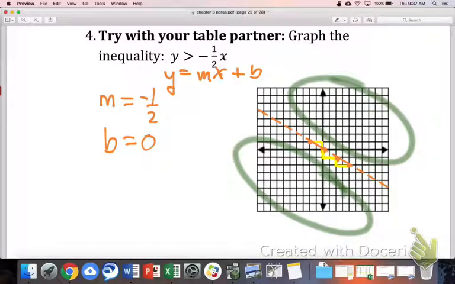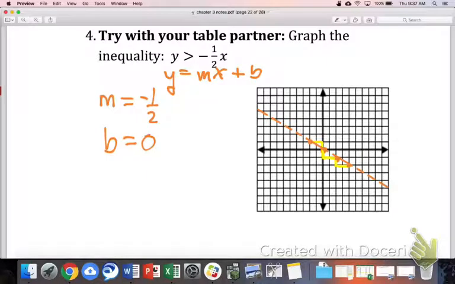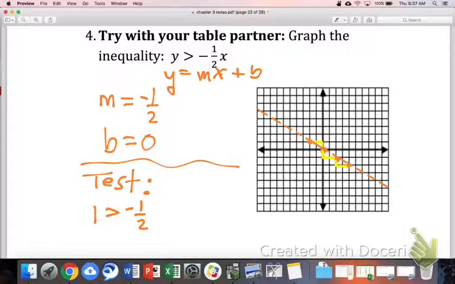Okay, so let's pick. What should we plug in? 1, 1. Okay, 1, 1 is a smart point to plug in, so let's do that down here. So here's our test for this. I'm going to plug in 1, 1 as you suggested. So y is 1, is greater than negative 1/2 times 1. So this is saying that 1 is greater than negative 1/2. And now we have to decide, is that true or is that false? It's true. Totally true, right? 1 is greater than negative 1/2.